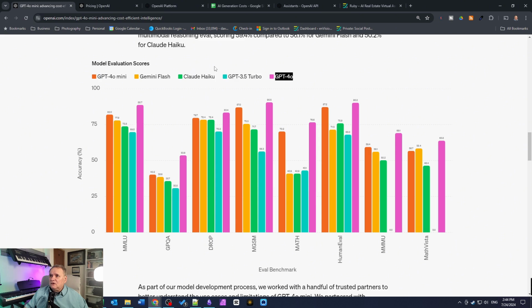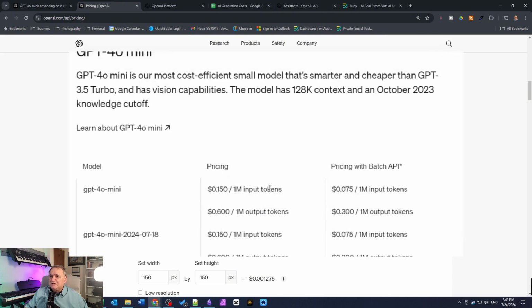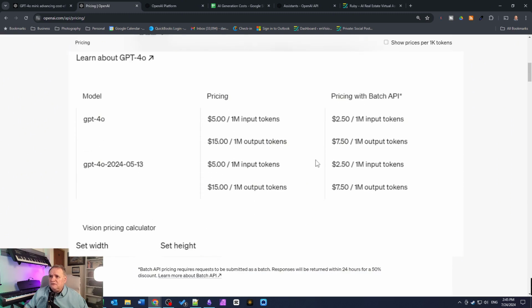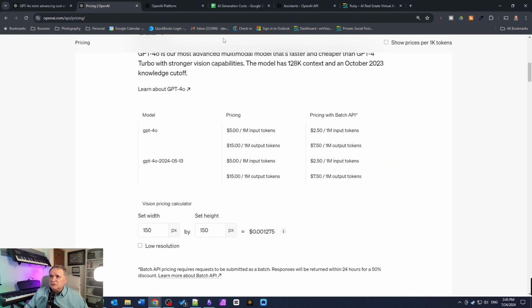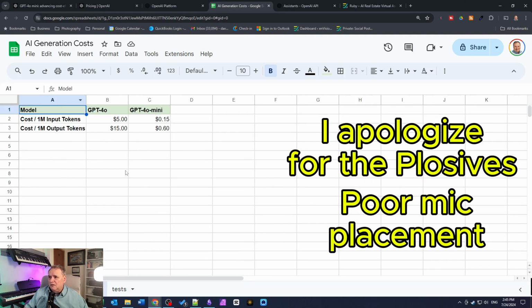So let's take a look a little closer at the pricing. Here's Mini's pricing. Again, it's 15 cents per 1 million input tokens, 60 cents per 1 million output tokens. And here is the pricing for GPT 4o, $5 per 1 million input tokens and $15 per 1 million output tokens. So what I did is I ran a series of tests using those prices.